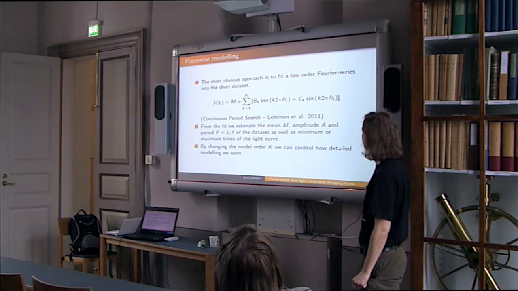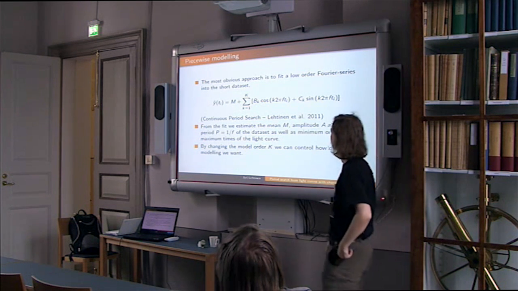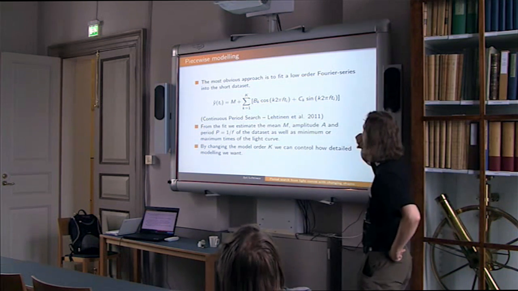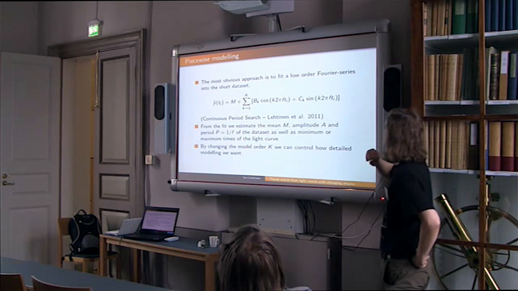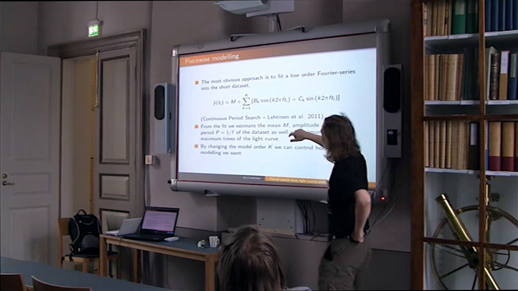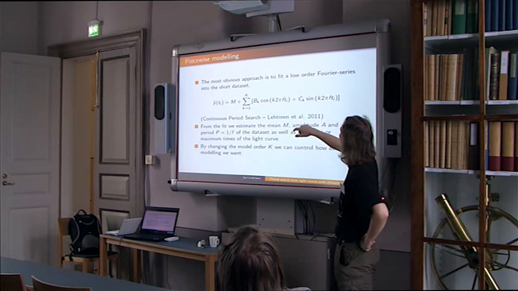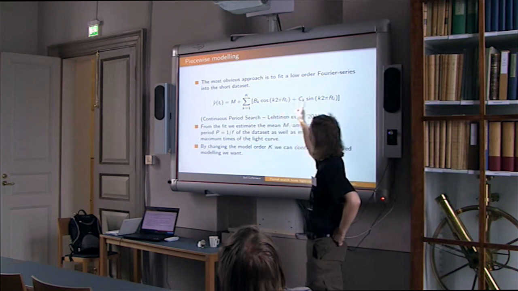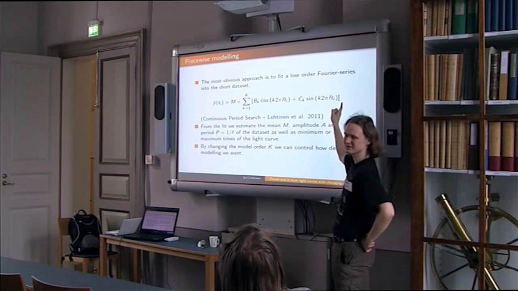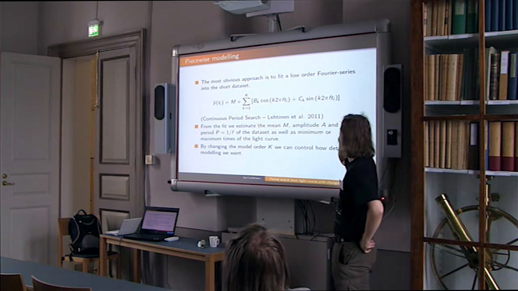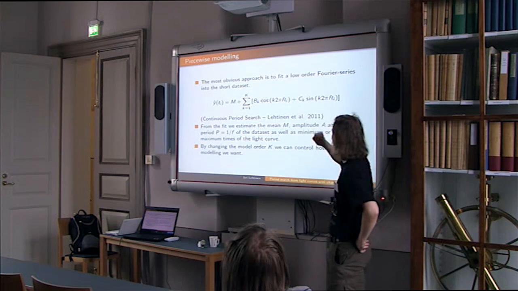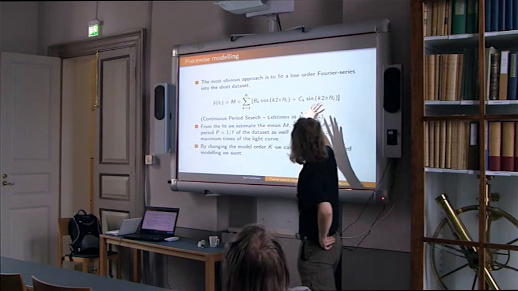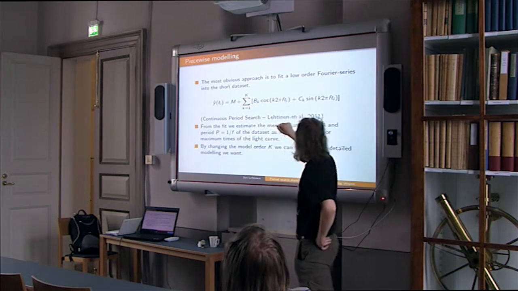So the method that we are using, here is the name, and we published it a few years ago in its latest form. Basically, we model the data sets with a low-order Fourier series. So with this kind of model curve, it's with some mean value, and then sine and cosine curves with independent amplitudes.